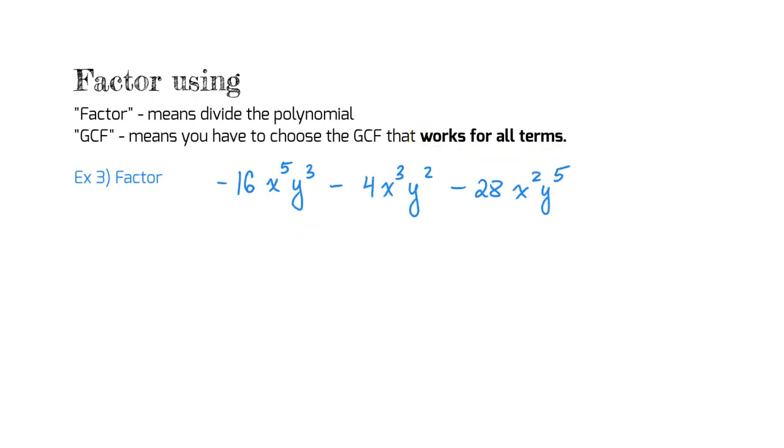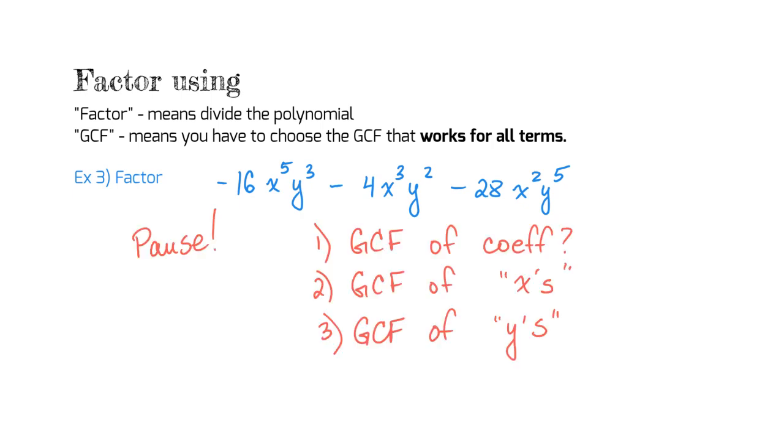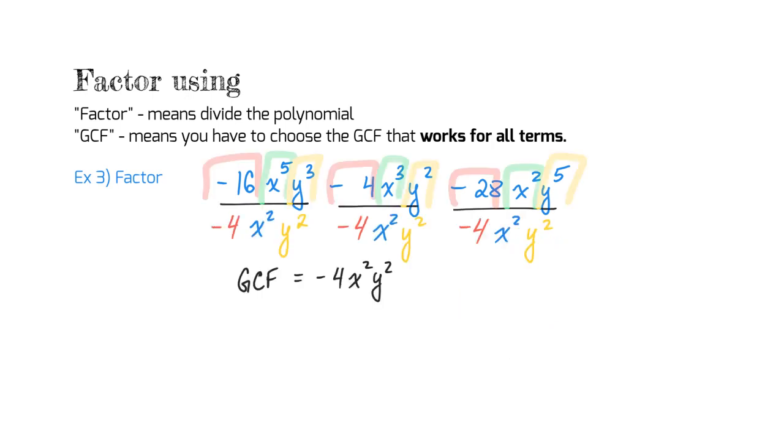Here's another example. Why don't you give this a try? Start by finding the GCF of the coefficients, then the x's, and then the y's. Pause this video here. I'll give you a little hint. Notice that all of them have a negative sign in front. Remember to look at the exponents for each of the variables to see what they all have in common.